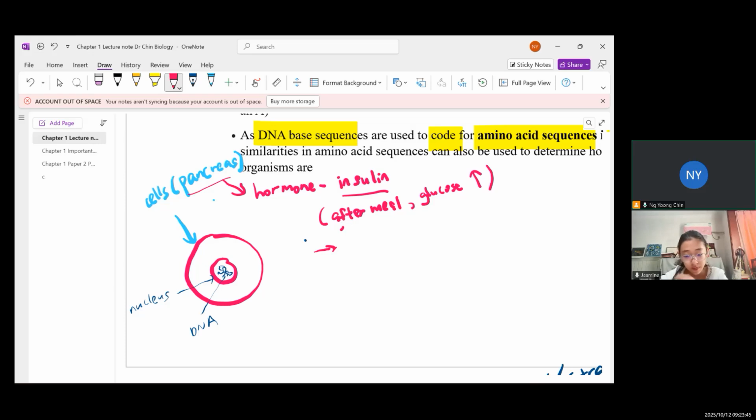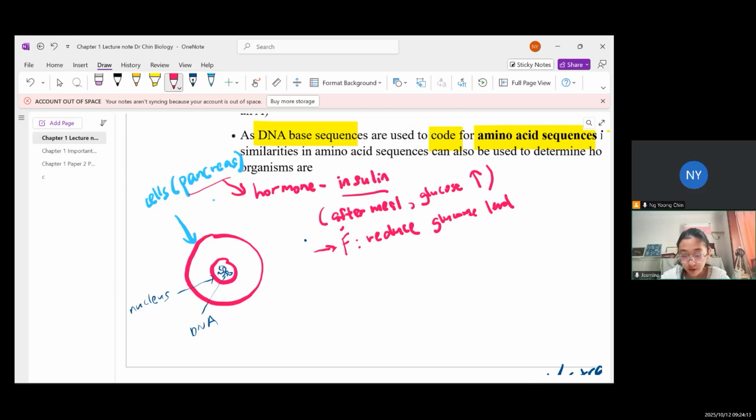So what does insulin do? The function of insulin, I just put F here, F means functions. The function of insulin is to help reduce the blood glucose level. Like 降低血糖, okay? They want to lower the blood glucose because they want to make the blood glucose become stable.